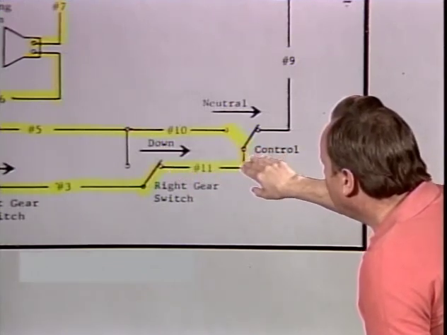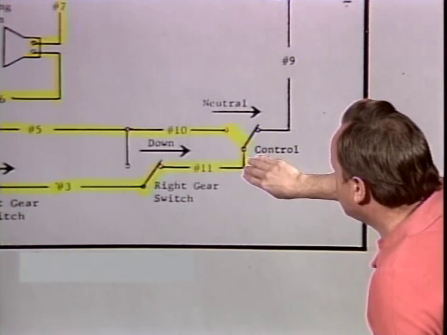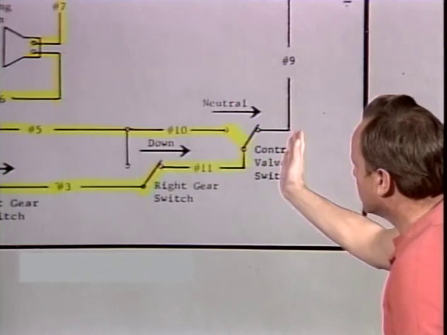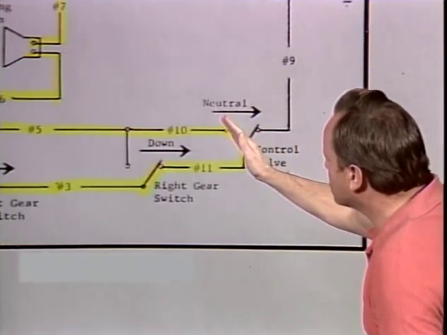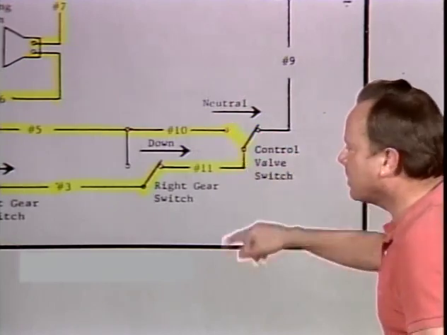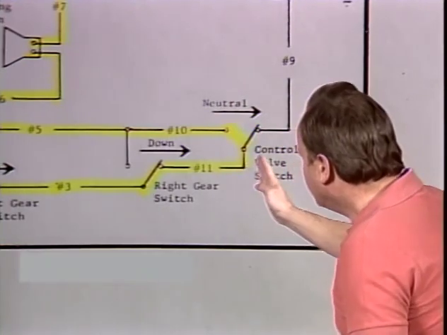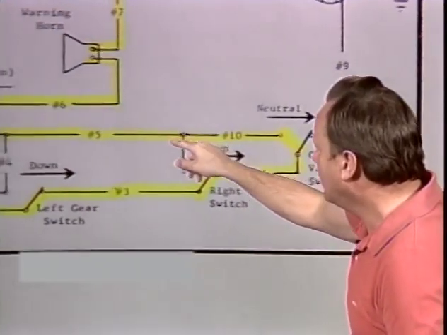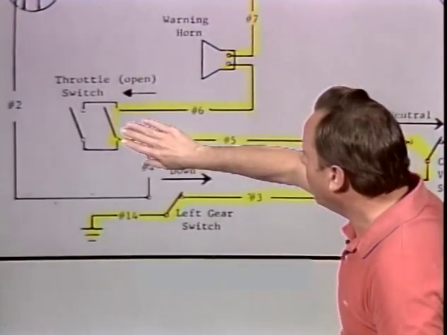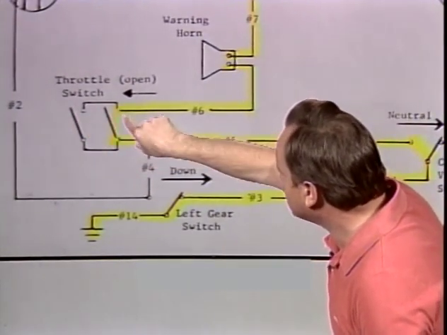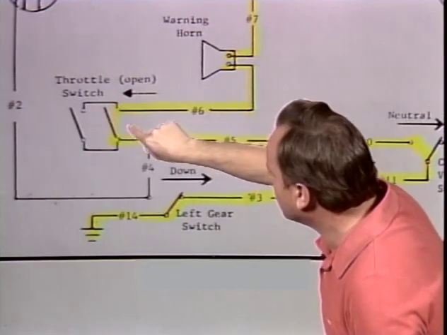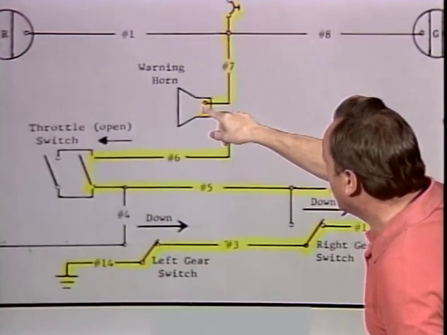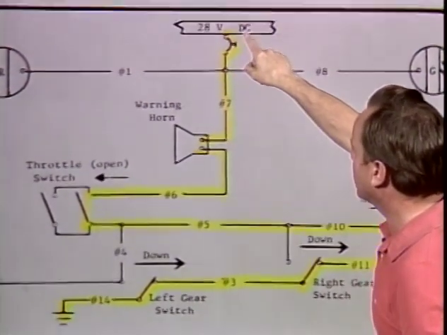And now, notice that if the control switch is in neutral, it would be over in this position. But if the control switch is not in neutral, it would be in this position. Let's see what happens if the control switch is not in neutral. Then you would have a path for the current to wire 10. Now let's go beyond wire 10 to wire 5. And now, when the throttles are closed, these switches are closed, and you have a path through the throttle switches to wire 6, to the warning horn, and then through the warning horn, which will now sound, all the way back up to the current source.